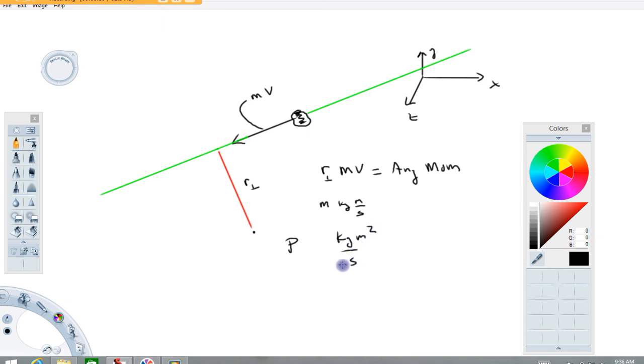So that's a little bit about angular momentum. I think what I'll do is just call that video a day and make another video about the angular momentum of rotating bodies.